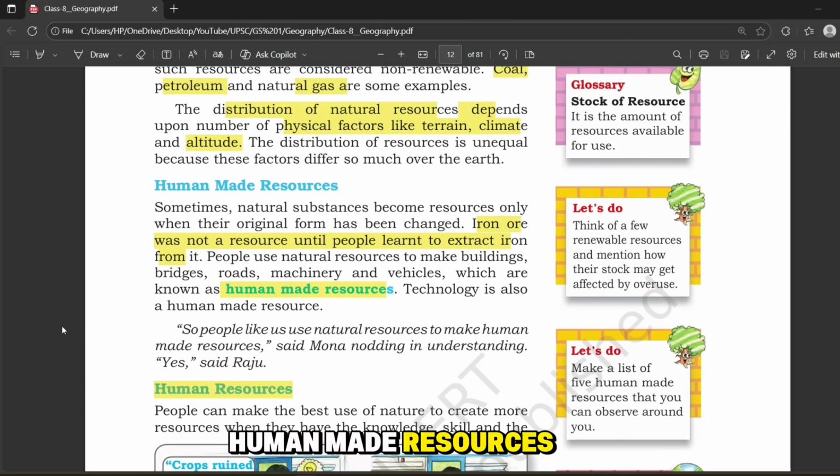Now, what are human-made resources? For example, iron ore was not a resource until people learned to extract iron from it. So when people use natural resources to make things like buildings, bridges, roads, machinery, and vehicles, those become human-made resources.